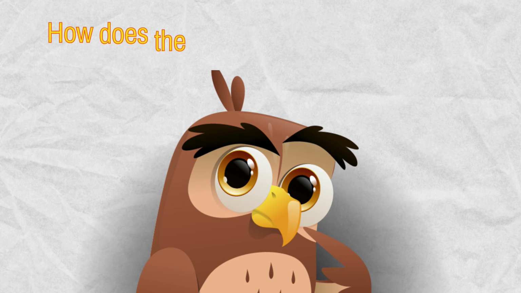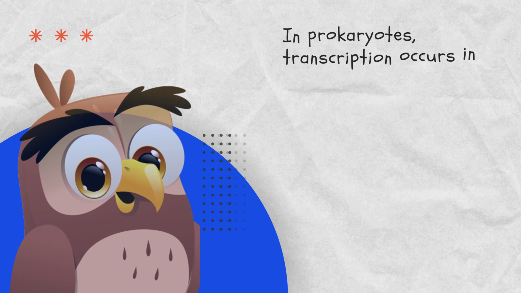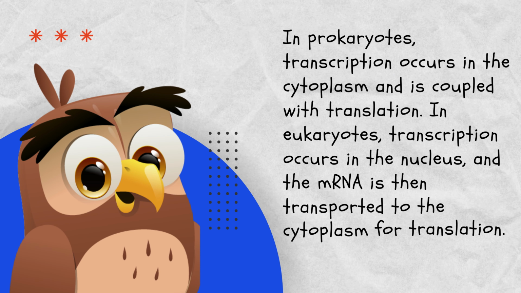How does the process of transcription differ between prokaryotes and eukaryotes? In prokaryotes, transcription occurs in the cytoplasm and is coupled with translation. In eukaryotes, transcription occurs in the nucleus, and the mRNA is then transported to the cytoplasm for translation.